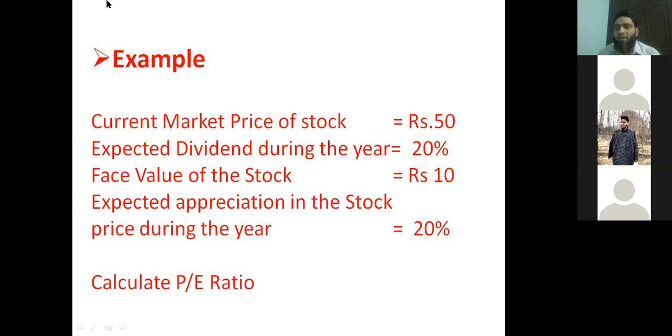So how to calculate the PE ratio? Your investment is 50. 50 will be the denominator. And on 50, how much return are you likely to get? See, dividend is given at 20%. So how much will be the value of dividend? Amount of dividend, anyone? How much will be the amount of dividend?